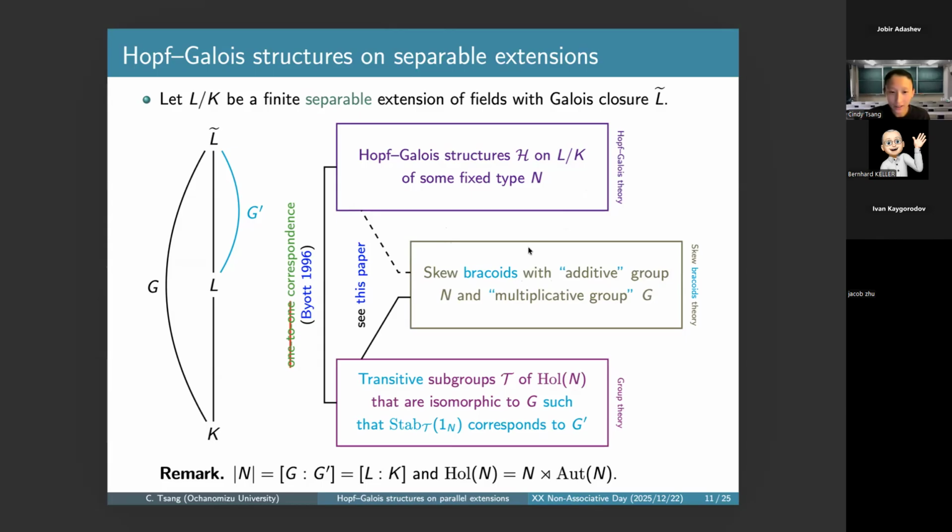But in any case, you have this correspondence. You look at transitive subgroups satisfying this condition. They're related to this thing called skew braceoids. So again, you have Hopf Galois theory, you have group theory, and you have skew braceoid theory. They're different things, but they're all interconnected.